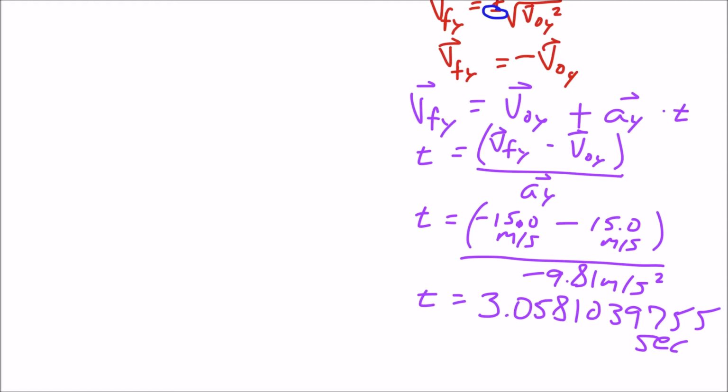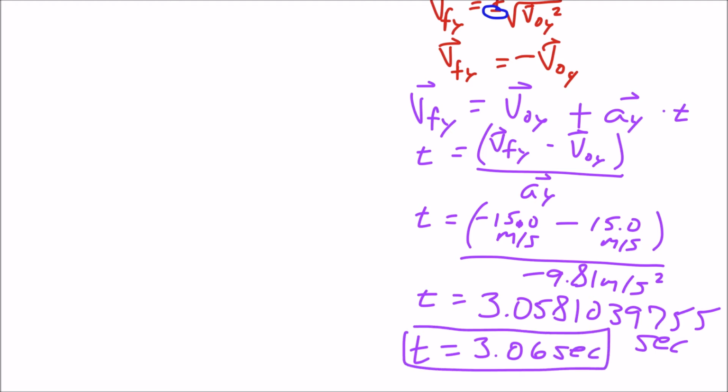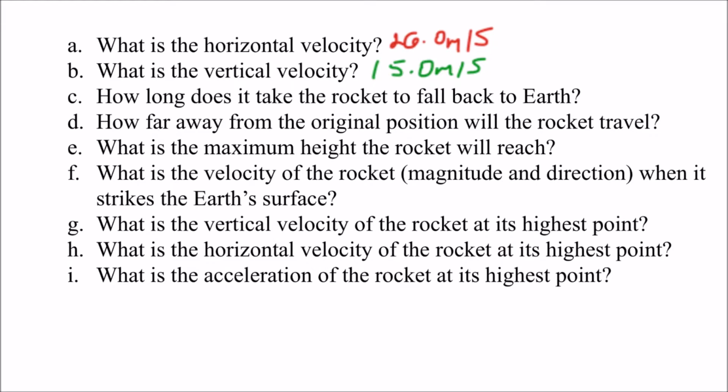Now this is an actual answer, so that means that we need to use the correct number of sig figs. We used the initial velocity here in order to solve this, which means that we need 3 sig figs for our answer. So the time then is equal to 3.06 seconds. Alright, so right here for letter C, we're going to say it took 3.06 seconds for that ball to return to Earth.